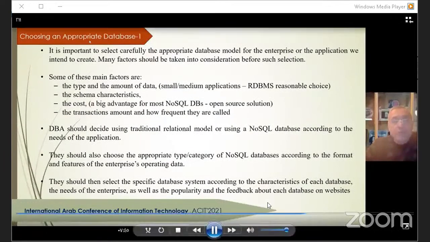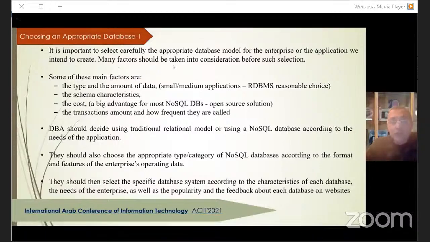So in order to choose, or to advise the user to select, the appropriate database model, it's important to select carefully the appropriate model for the enterprise or the application we intend to create. Many factors should be taken into consideration for such selections. Some of these are the type and the amount of data, where for small and medium applications relational could be a reasonable choice. Schema characteristics and the transaction amount are also important factors. The cost is a big advantage for most NoSQL, since they are open source solutions.